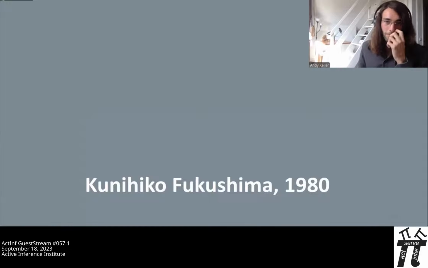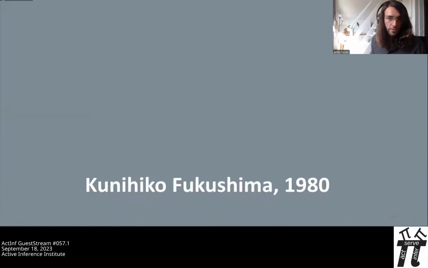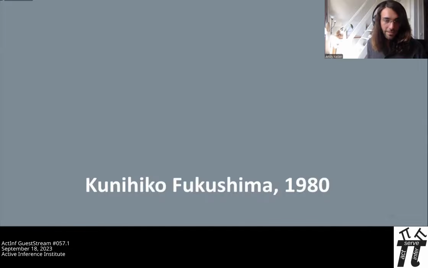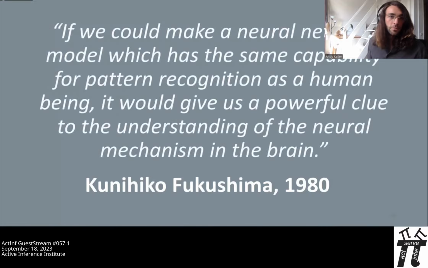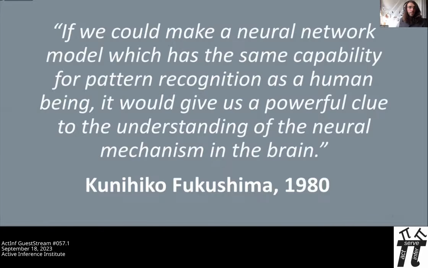So to conclude, I'll leave you with this quote that I found in Fukushima's paper from 1980, which I thought was pretty far ahead of its time, where he says, if we could make a neural network model which has the same capability for pattern recognition as a human being, it would give us a powerful clue to understanding the neural mechanism in the brain. So that's, I think, some of the goals that we're going for here.